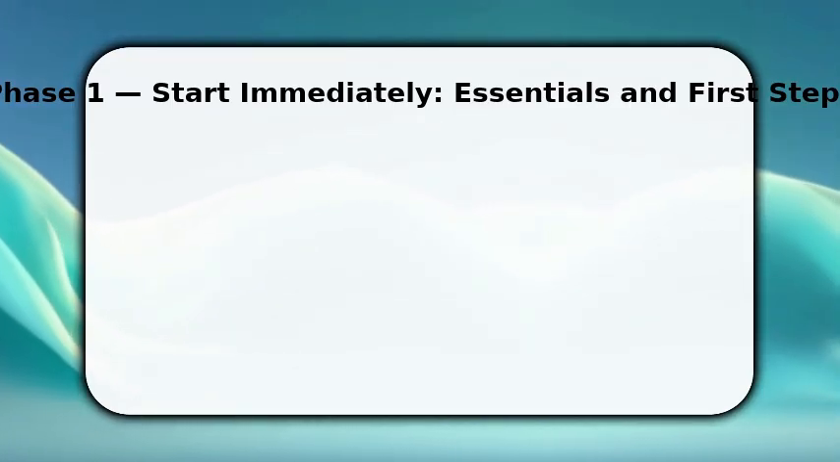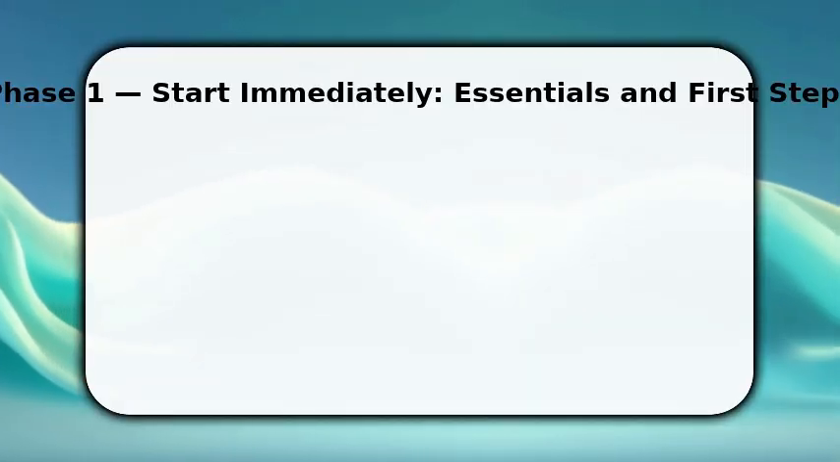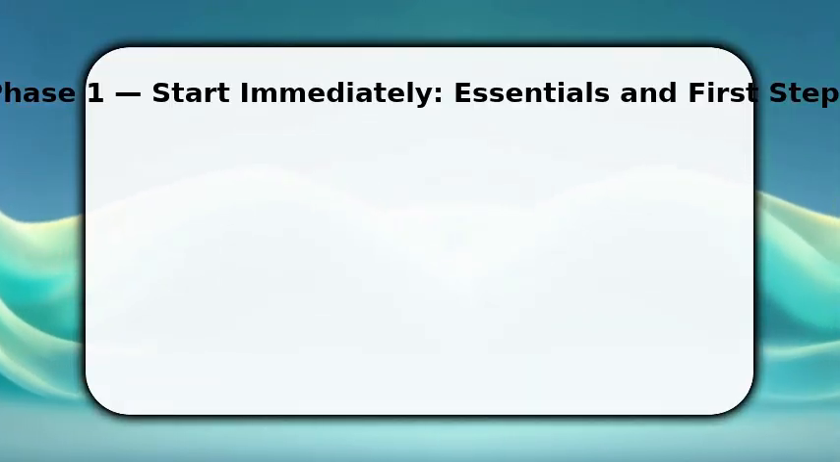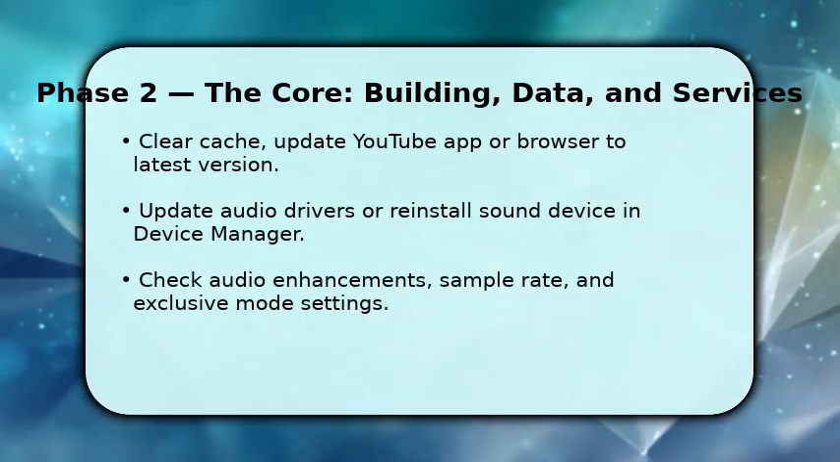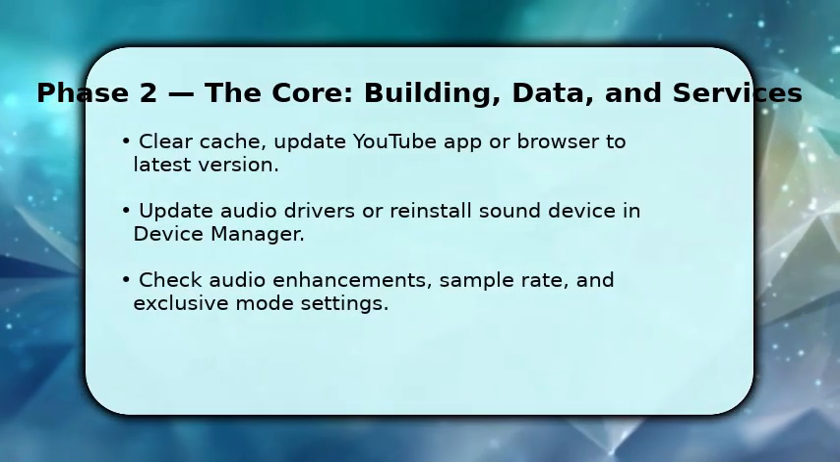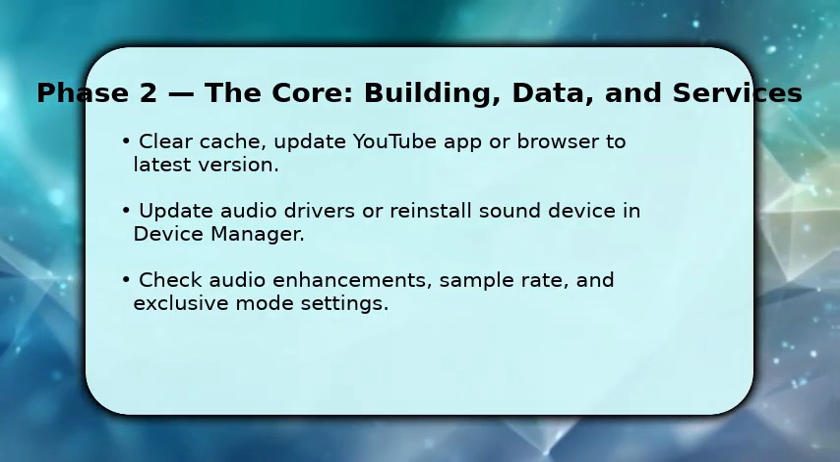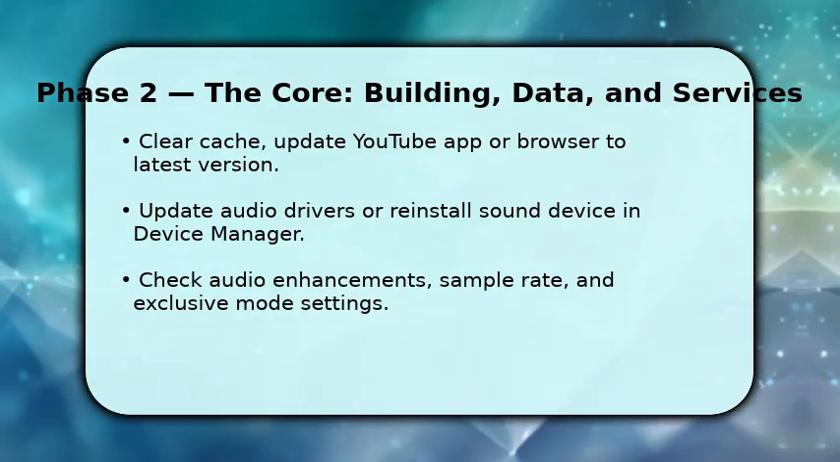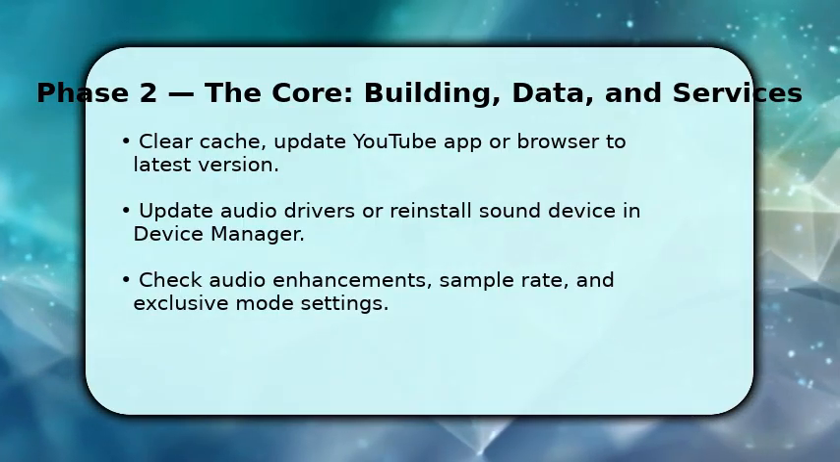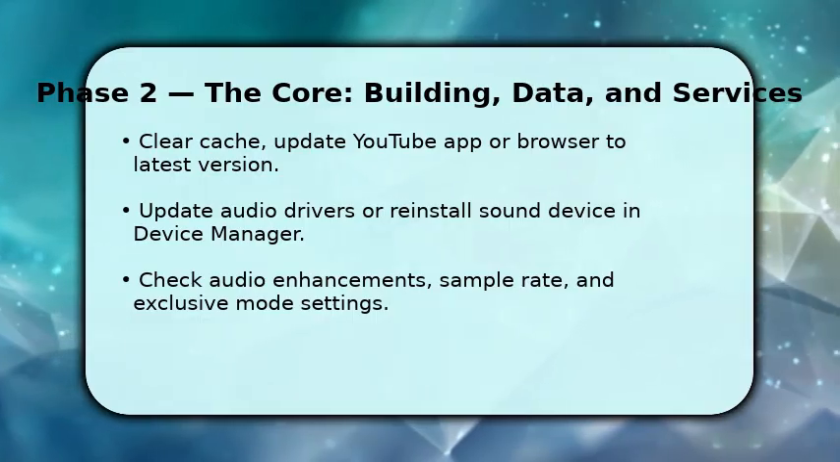If you use extensions, temporarily disable them now to prevent interference while we move to deeper troubleshooting. Next, clear browser cache or app cache and update to the latest version so you're not fighting a known bug. On desktop, open Device Manager to update or reinstall your audio drivers. Outdated drivers often cause low output.